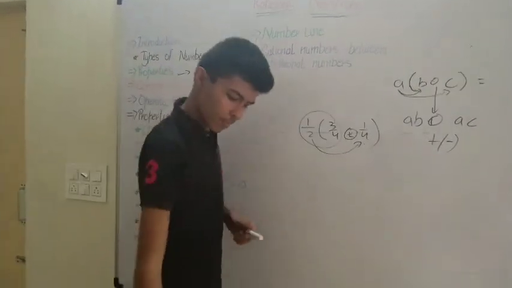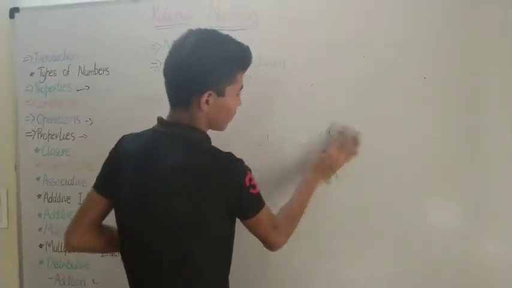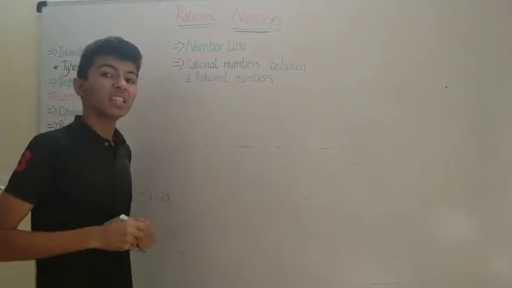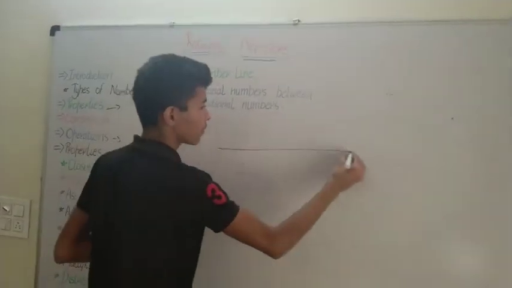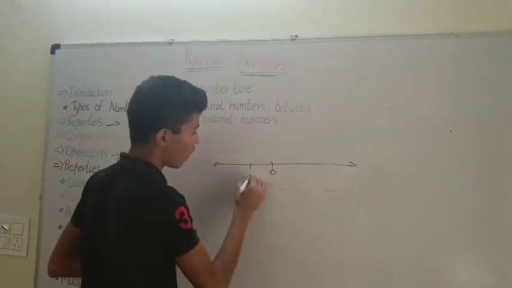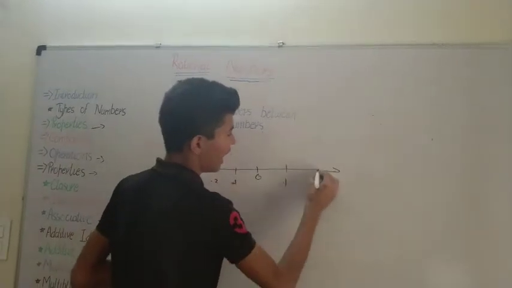Now, how do we plot numbers on a number line? Plotting a number on a number line is an easy job. This is the number line, which includes 0, 1, and -1, and -2 here, 1 here, and -2 here.